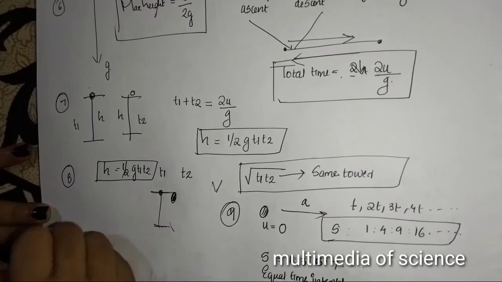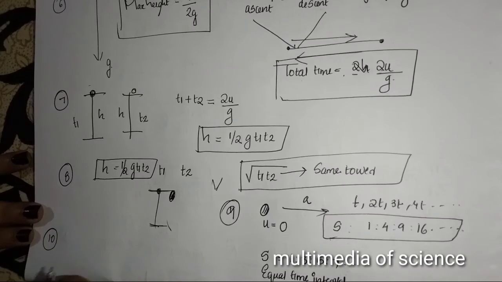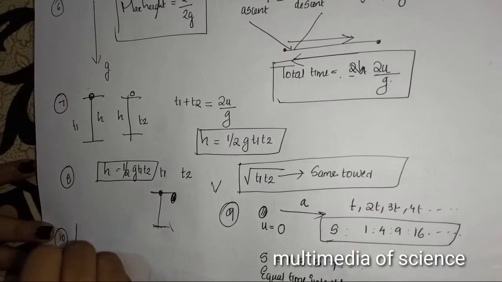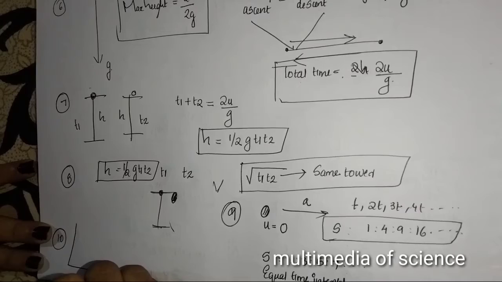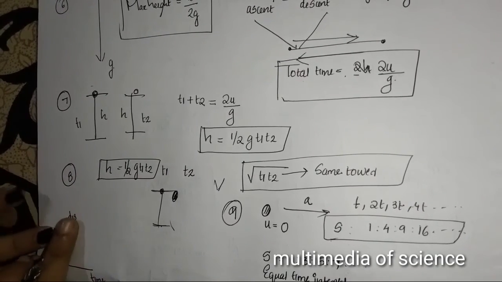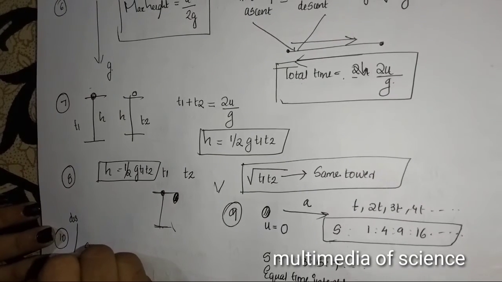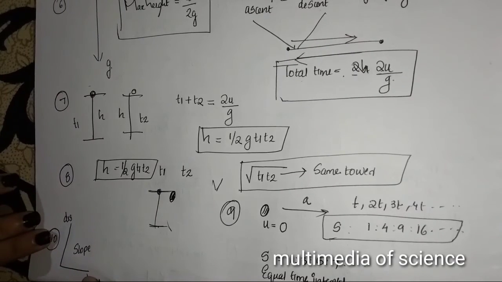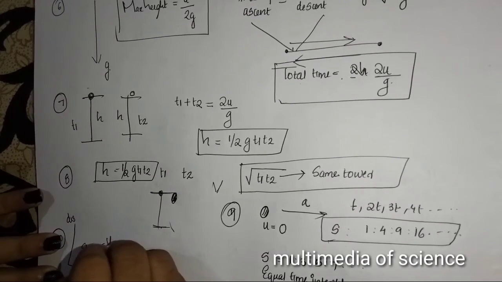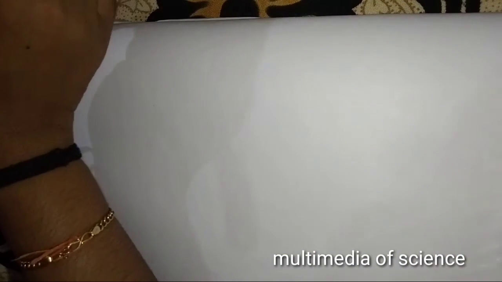Then our last point, the tenth point, is about the slope of graphs. While drawing the time displacement graph and finding its slope, we get velocity. So I just write these points here.